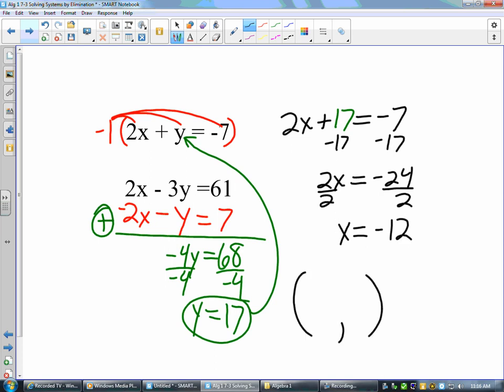Write this as your answer as a point. Minus 12 goes first because that's my x. The positive 17 comes last. And there is your final answer.